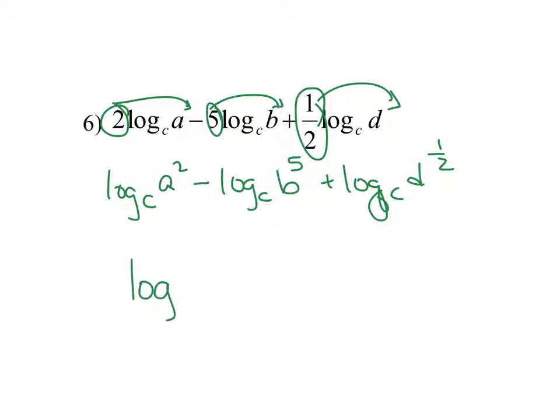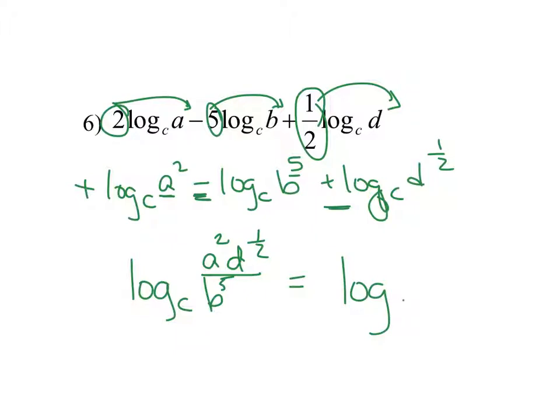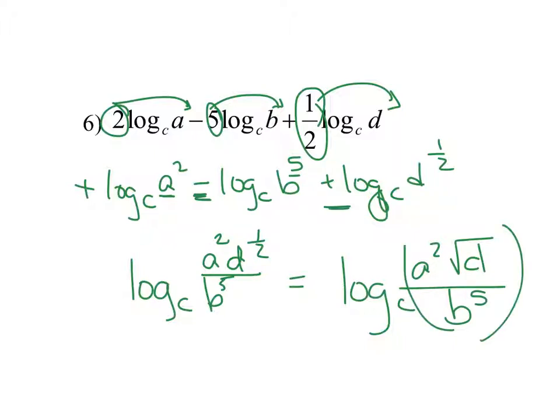Once all my exponents are gone, I like to just make one fraction here. If it's positive, see, this is positive, so the a goes on top. This is negative, so the b to the 5th goes on the bottom. And this one's positive, so the d to the 1/2 goes on top. So rewriting this with the radical d, there you go. You can put this all in parentheses, but it is all multiplied, so it's all put together.